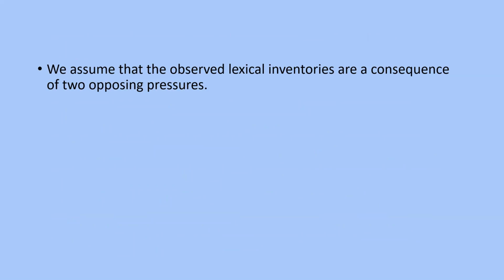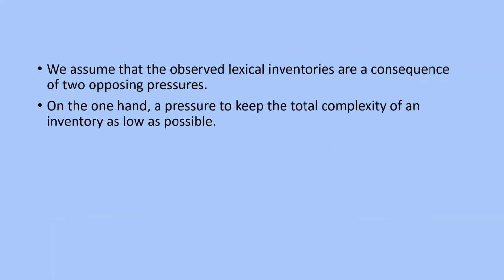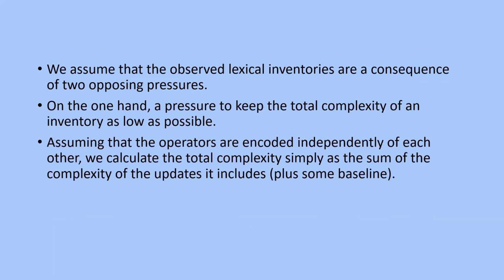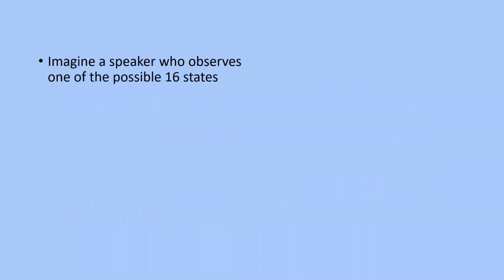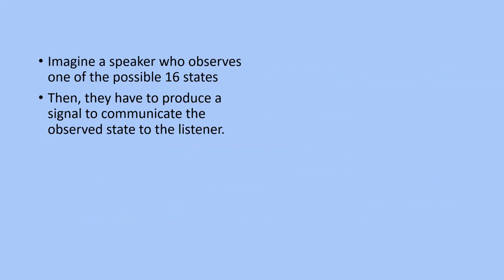Okay, so we assume that the observed lexical inventories are a consequence of two opposing pressures. On one hand, there's a pressure to keep the total complexity of the inventory as low as possible, and we calculate that just as the sum of the complexity of the connectives it contains. On the other hand, there's a pressure to have inventories that are in some sense easy to use. So next I'm gonna describe how we measure this in very simple terms.